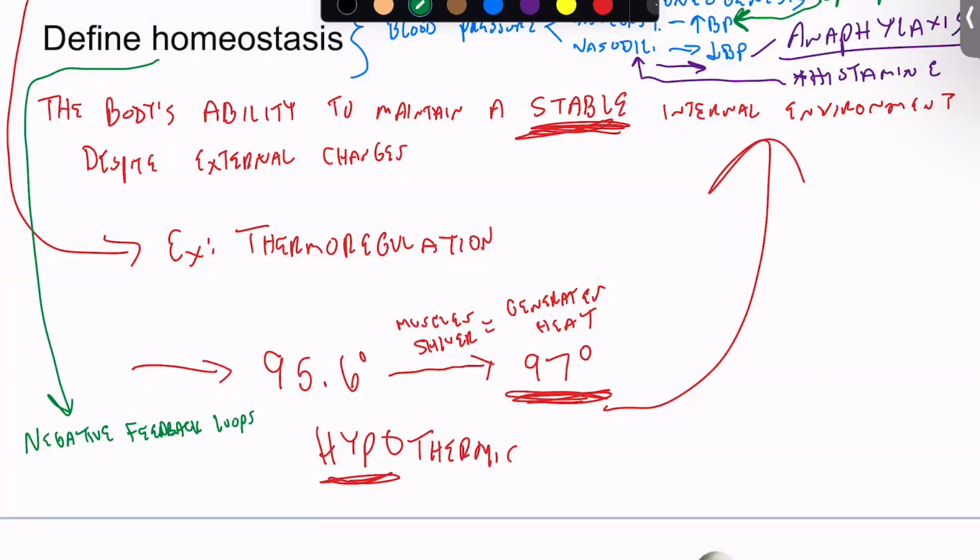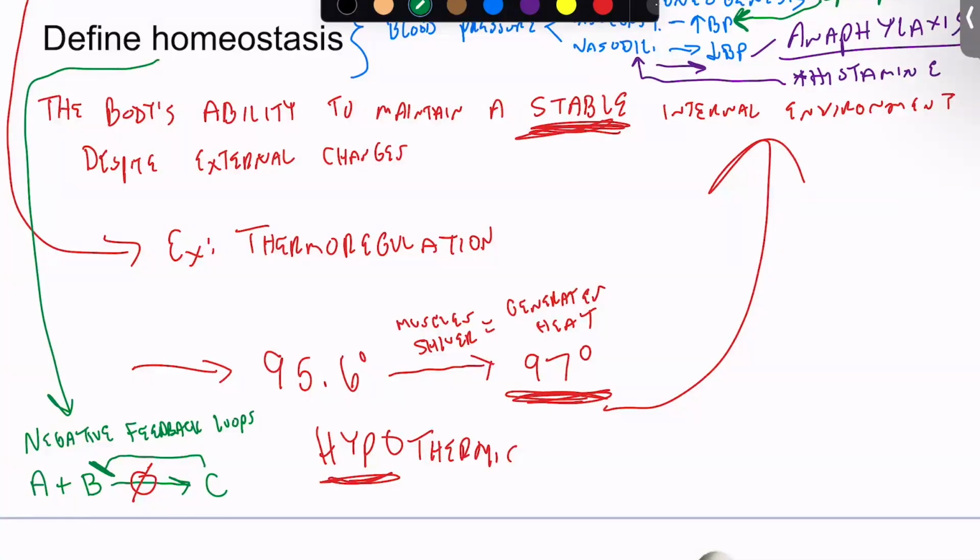Okay, so say for example, we have A plus B creates C. A negative feedback loop would be whenever we get enough C produced, C will actually cause an inhibition of B. By inhibiting B, we're stopping any more C from being made, because if we already have enough C, we don't want to just keep making it and have an overproduction.